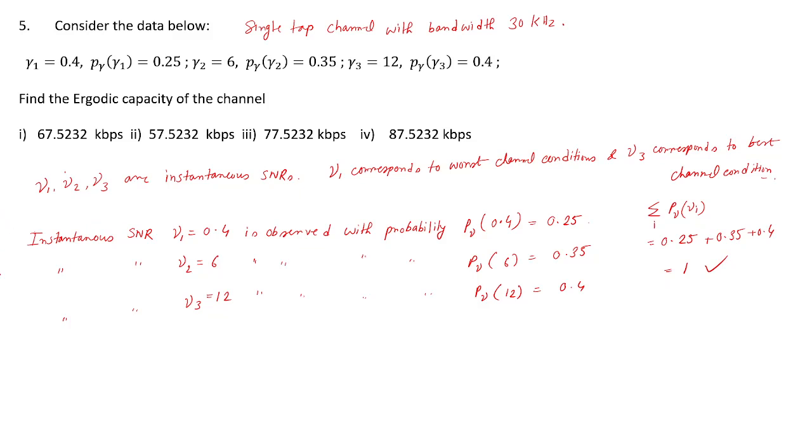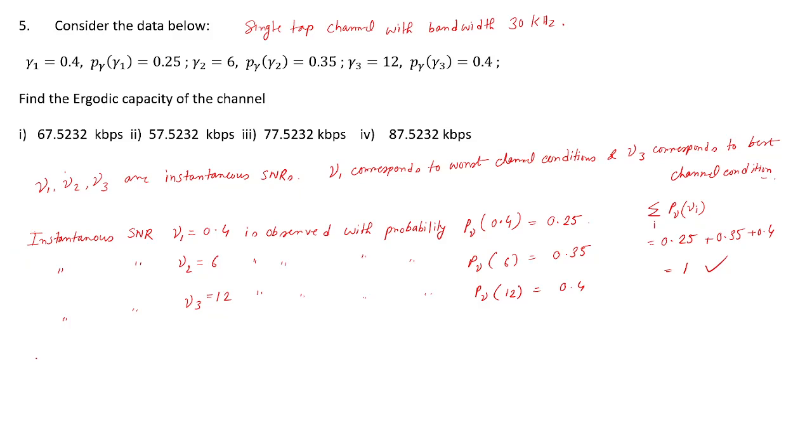Now ergodic capacity of channel is nothing but the instantaneous capacities times their probability. The concept is similar to average SNR only, just instead of average SNR it's average rate. It's like a weighted average of instantaneous rate, when the rates are weighted according to their probability of occurrence.